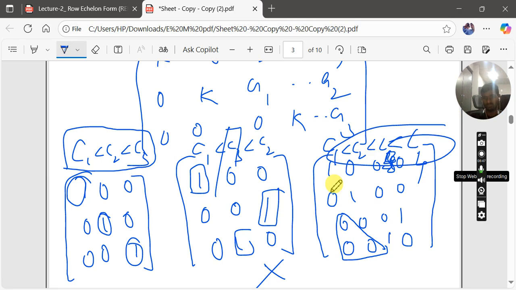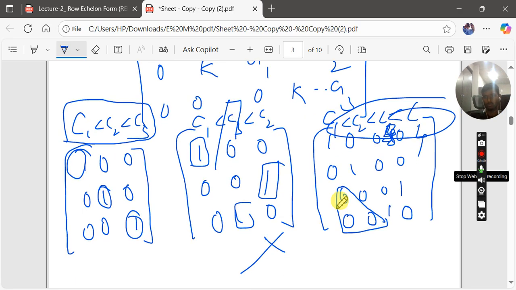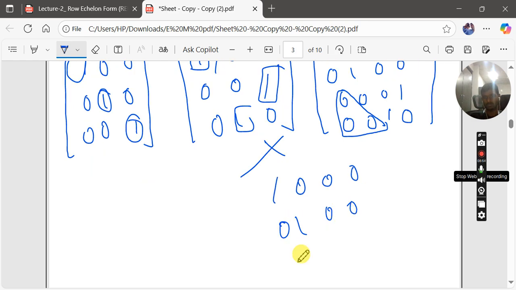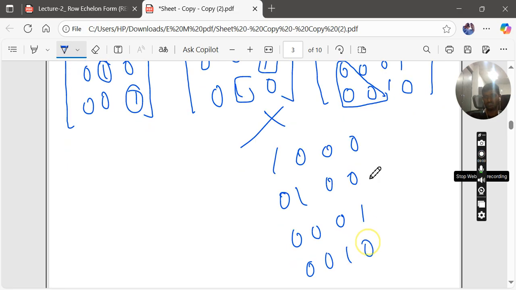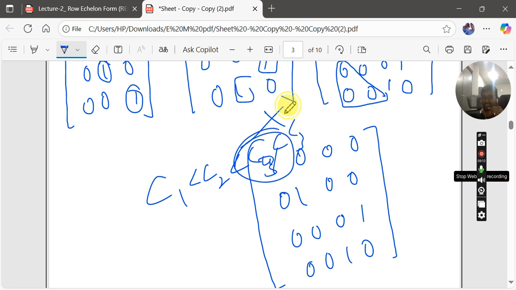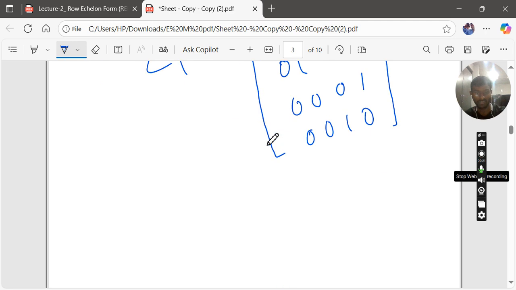So wait, once again. So 1 0 0 and 0 1 0 0 0 0 0 1 and 0 1 0. Okay, you can see here C1 and C2, then here C4, then C3. So here it is not satisfying. Here it should be C3 and here it should be C4. Okay, like this. And if you want some more examples, I will write some more examples here.